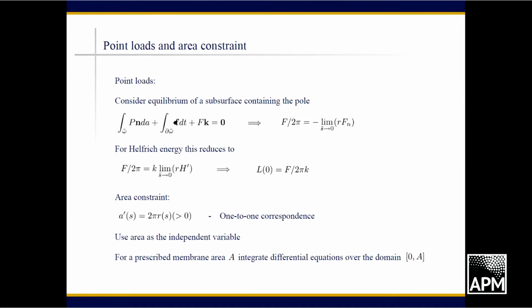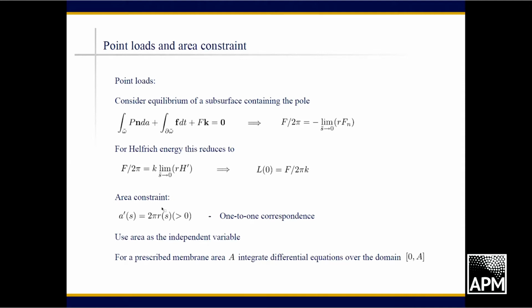This is the traction distribution on a parallel of latitude and the pressure acting on that subsurface. We take the limit as the radius of this subsurface tends to 0. We obtain the point load in terms of a limiting value of the transverse shear force, and that can be used to integrate the equations, effectively providing a boundary condition to integrate the equations.